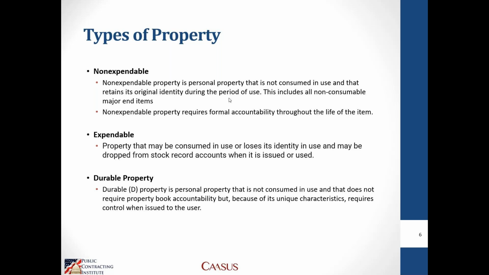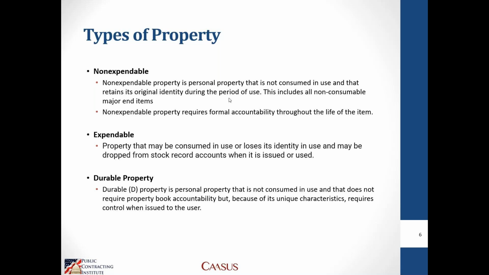Expendable property, for example the hydrogen example, is going to be consumed. So once it's consumed, it no longer has book value accountability. Durable property would be a kind of property that would ordinarily be considered expendable, either because it's very, very inexpensive, less than $50, or its useful life is less than a year. That's another characteristic of expendable property.